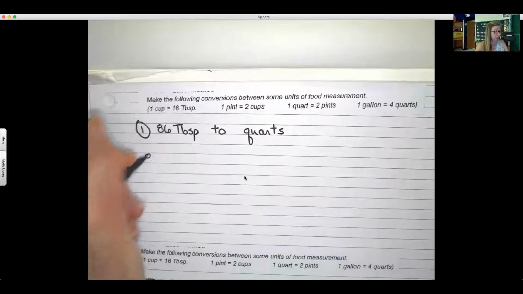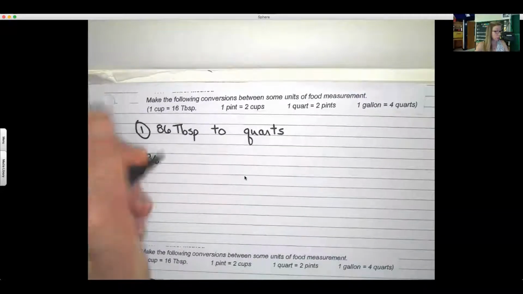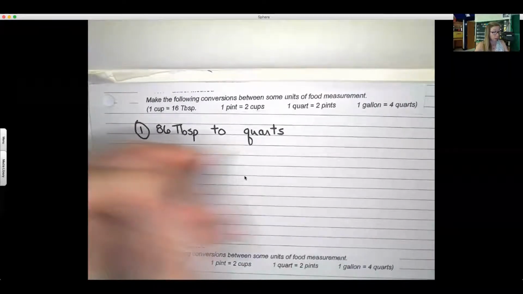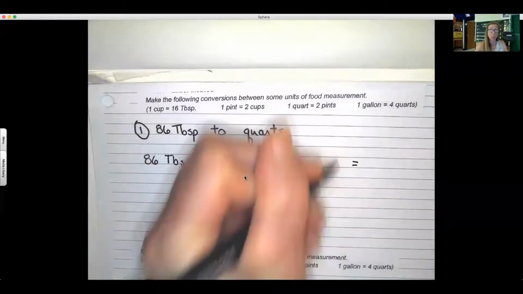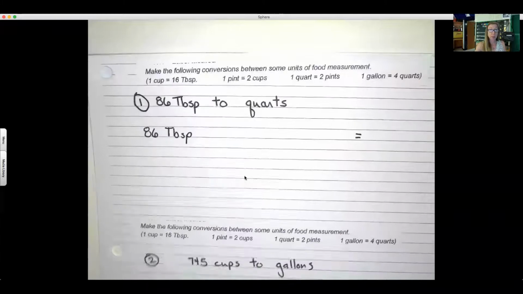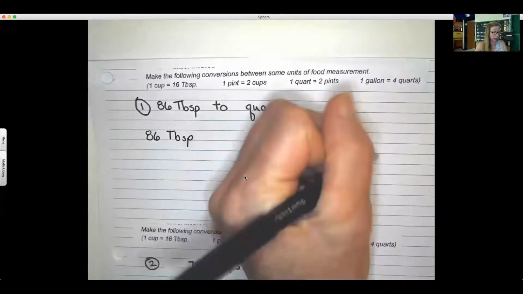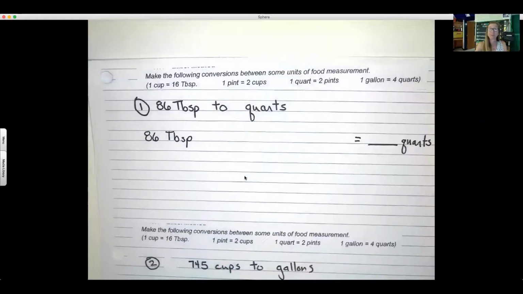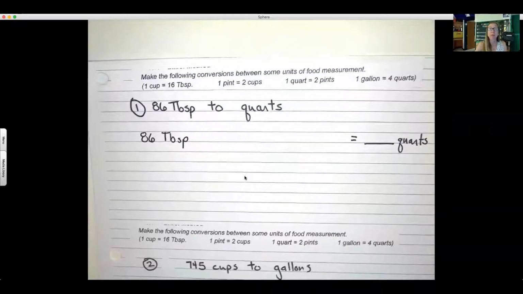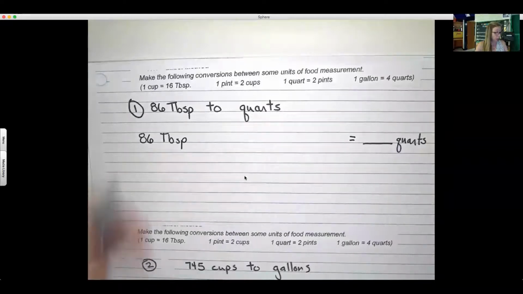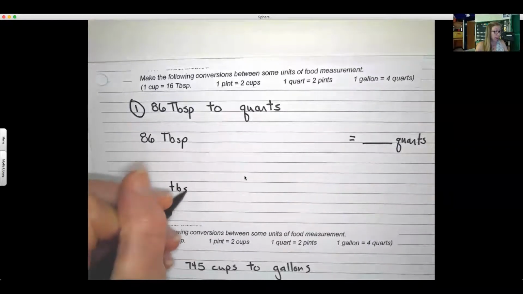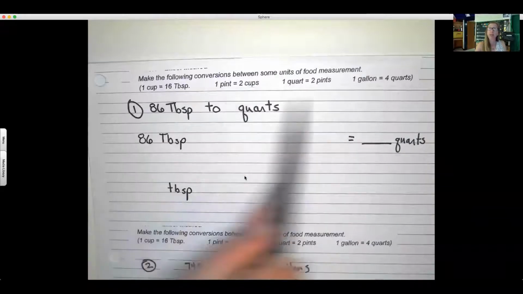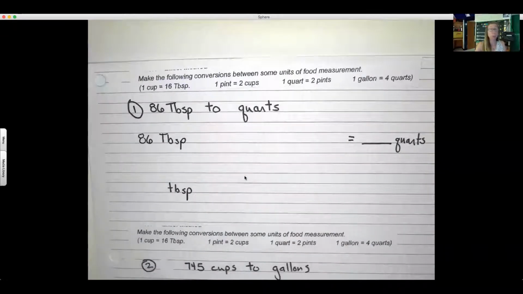So I'm going to write down the original quantity with units. I'm going to write down my desired units. The object of my desire is quarts. Now I have to figure out a plan. I'm starting with tablespoons. I don't know how to go right to quarts, but here are my conversion factors that I have. This is what's in our foods book.